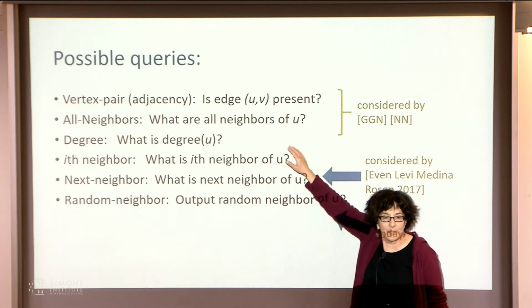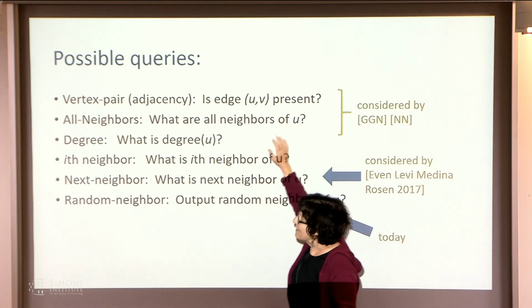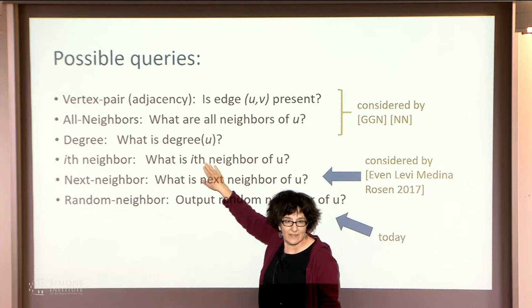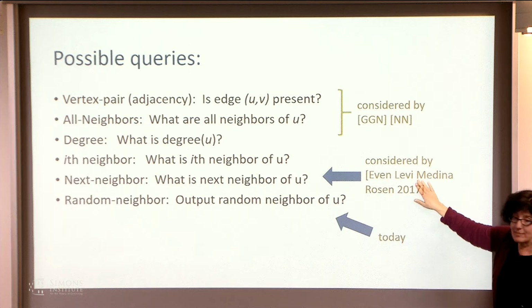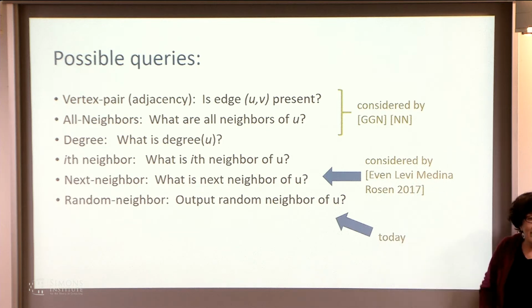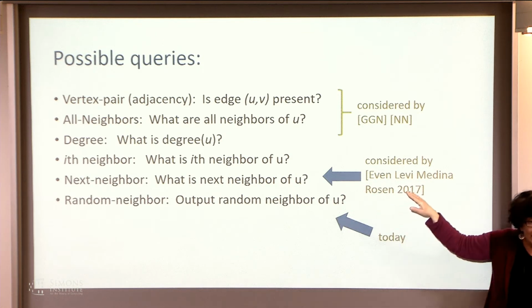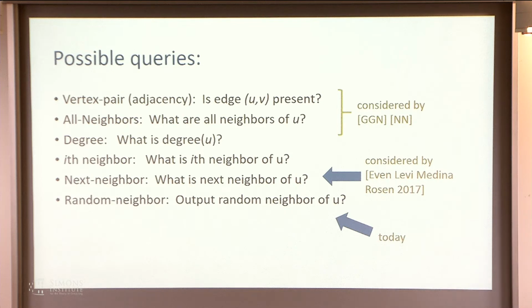But if you're not in a sparse graph, then these might be more complicated. When your graph is not sparse, I don't know what to do about these. Nobody has really studied these, so it's an open question. Next neighbor was studied by Even et al., even when the graph is not sparse, as in the preferential attachment graphs. We'll talk about it today in G(n,p) as well, and we'll also talk about random neighbor for G(n,p).